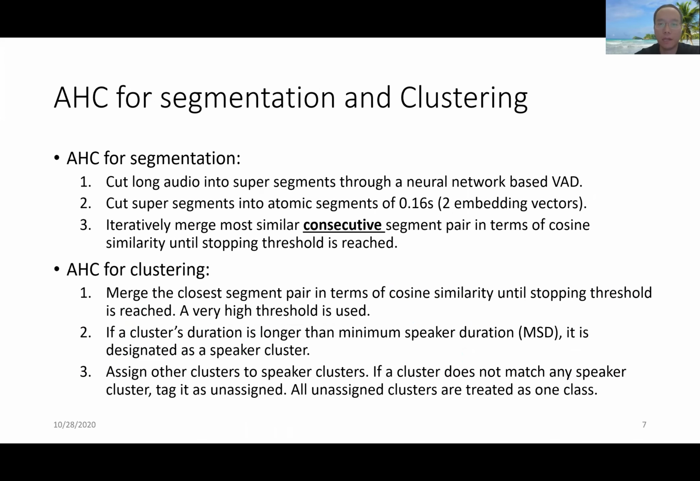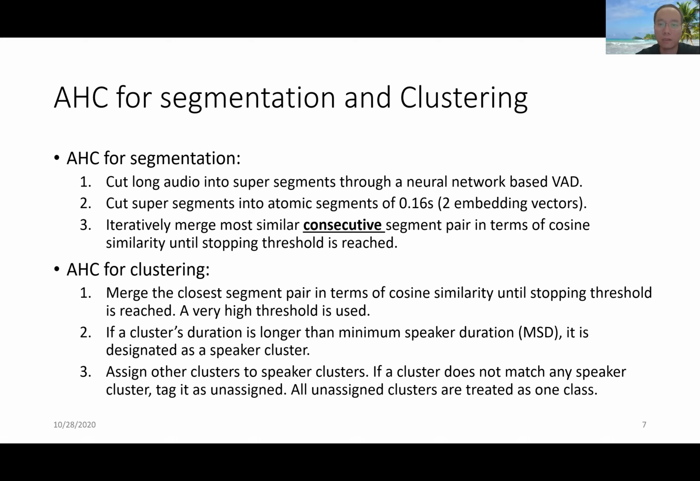Both segmentation and clustering are implemented by AHC. One major difference is that in segmentation, only consecutive segments can be merged. For clustering, we use a very high threshold to ensure high purity in the clusters. This results in under-clustering. That is, the number of clusters is usually much larger than the number of actual speakers.